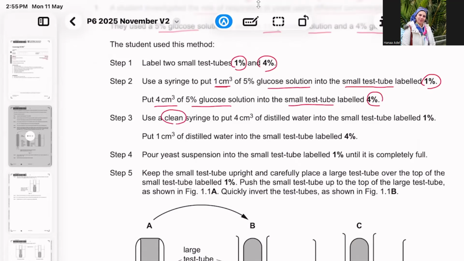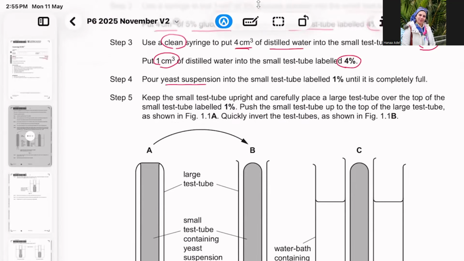Use a clean syringe. So why does he use a clean syringe here, not the same one? To prevent contamination or changing the concentration that is needed. So use a clean syringe to put 4 cubic centimeter of distilled water into the small test tube labeled 1% and 1 cubic centimeter of distilled water into the small test tube labeled 4%.